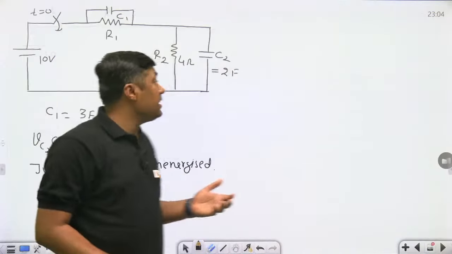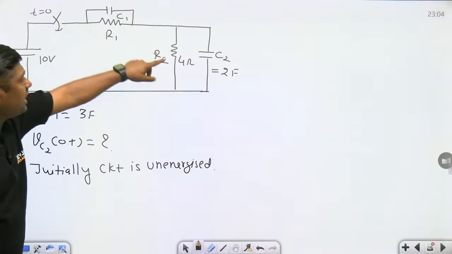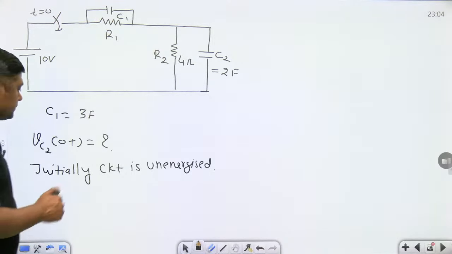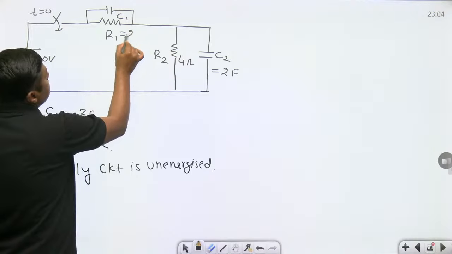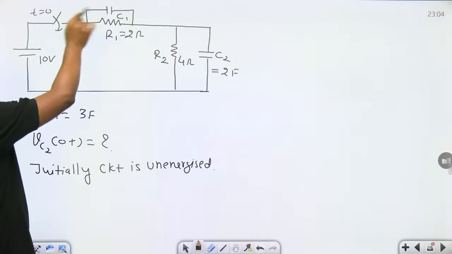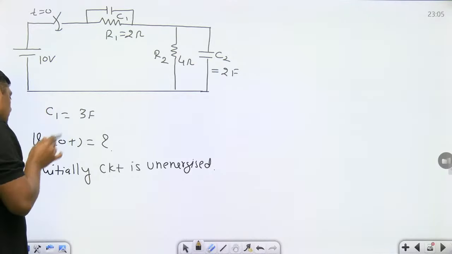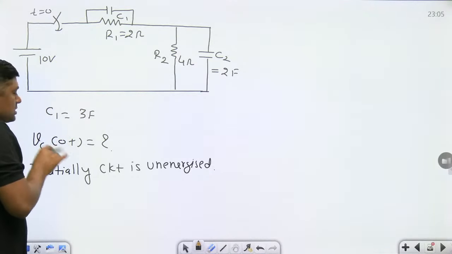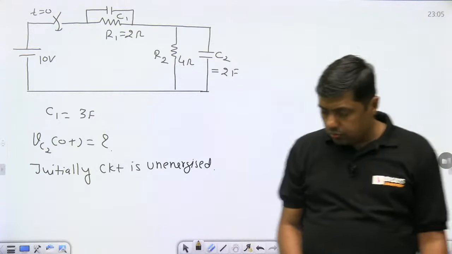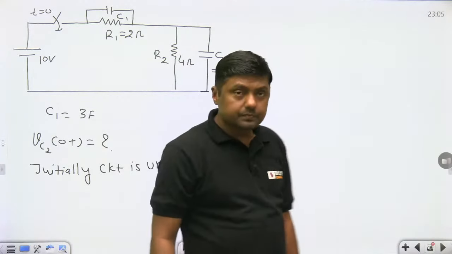But in the second case, we have two capacitors. It is visible to you. This is C1, that is C2, R1 and R2. This is the 2 ohm and that is the 4 ohm resistor. This is C2, that is C1, and this is the 10 volt battery. Now what is the initial voltage across the capacitor? That is the question. So in this case, what will be the answer? Please give me the answer for this question.